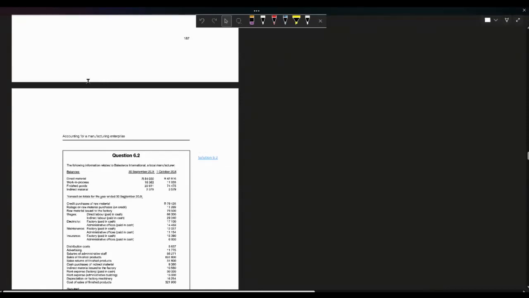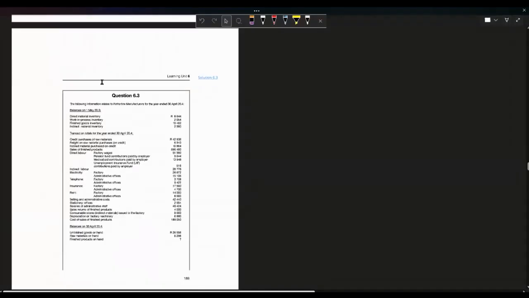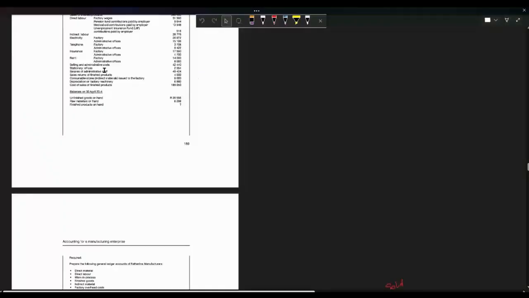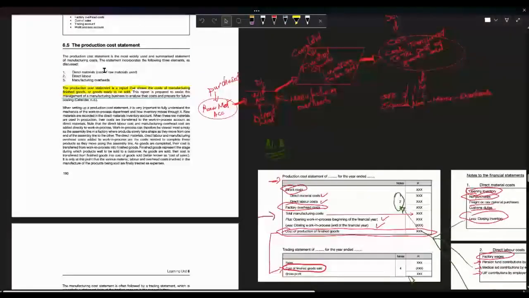And I've provided you a beautiful tool, meaning that if you're looking, for example, at question 6.2, you can go straight to the solution by just clicking on this solution. It will take you straight there. Question 6.3, if you click on the solution, it will take you straight there.